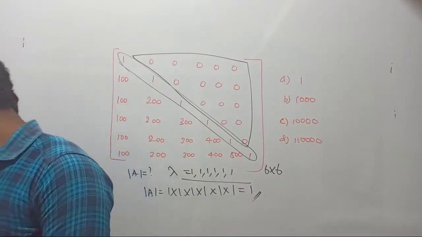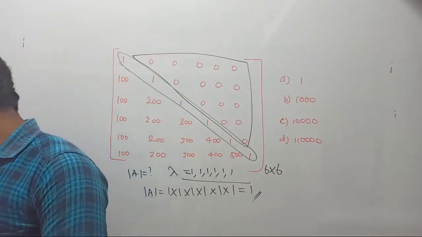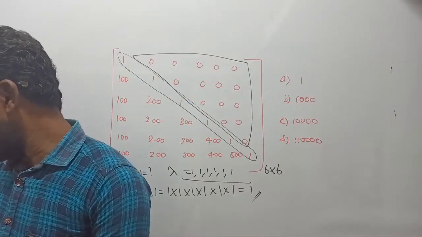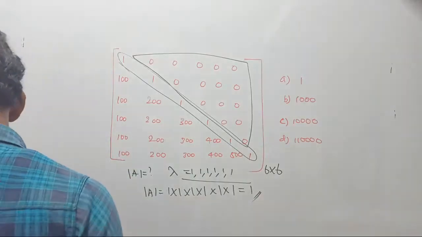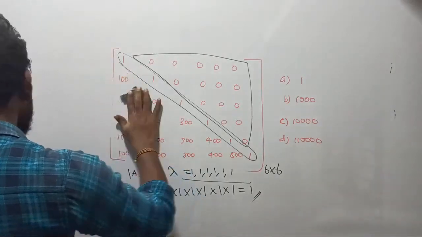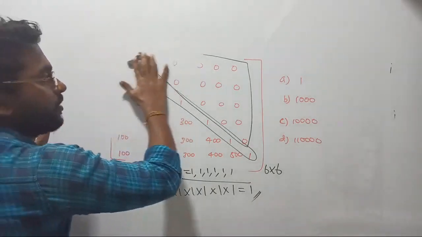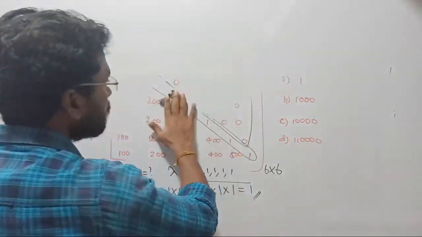Now let's figure out the next one. How many solutions does the following system of linear equations have? They are given a 2 cross 2 matrix. Let's try and bring out the answer for the next one.